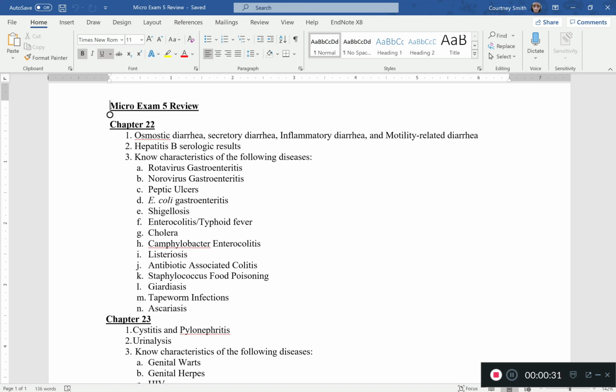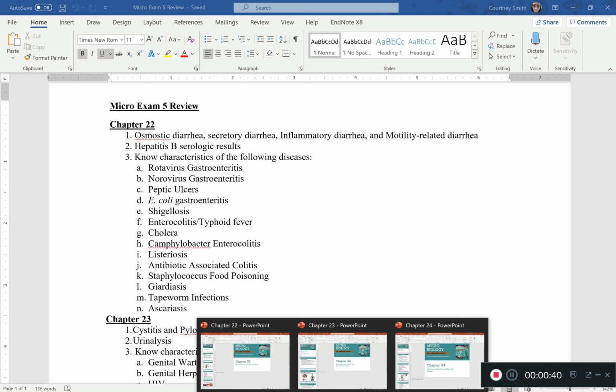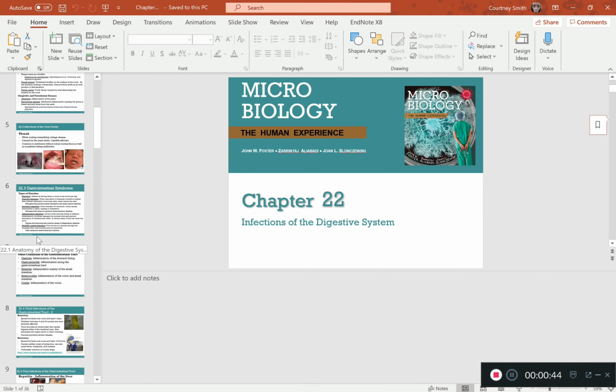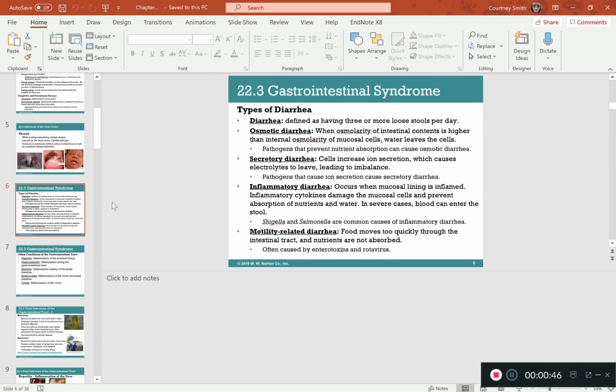We're just going to go chronologically. We're going to start with chapter 22. The first one is talking about the different types of diarrheas. They can be found in chapter 22, on slide 6. I do want you to know what each of them entails, as well as some examples that can be a hallmark indicator for certain diseases.